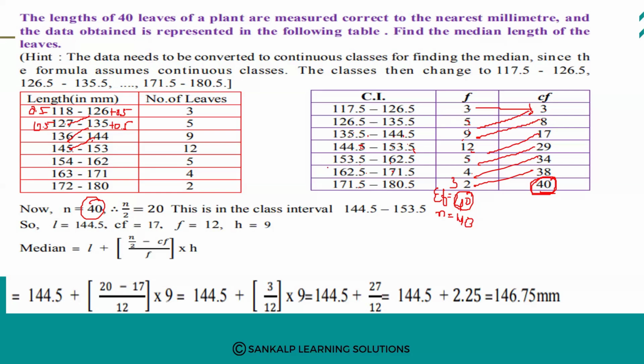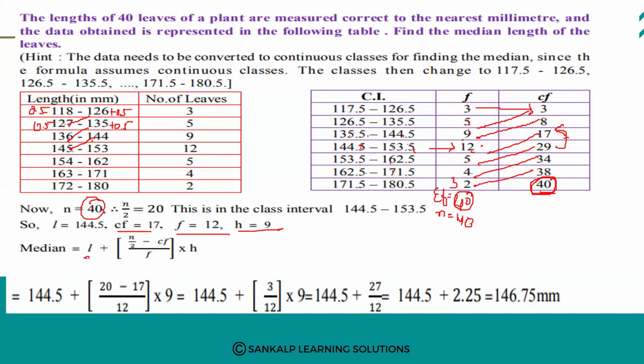Yes or no? Now, L value is 144.5, frequency F value is 12, and CF value is the preceding value of the median frequency. So median frequency is 12 here and the preceding value is 17. So CF value is 17 and F value is 12. Class size H is 9, that is upper limit minus lower limit. So what is the formula? Formula is L plus n by 2 minus CF divided by F into H.